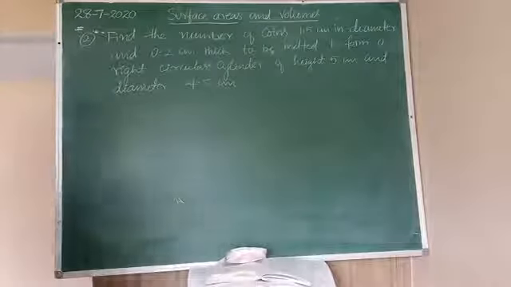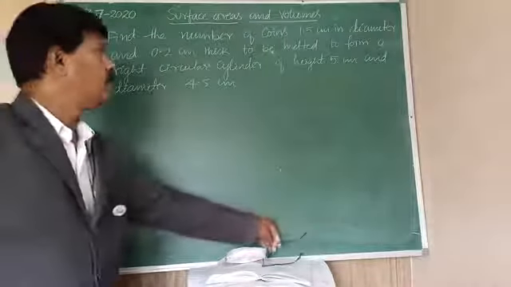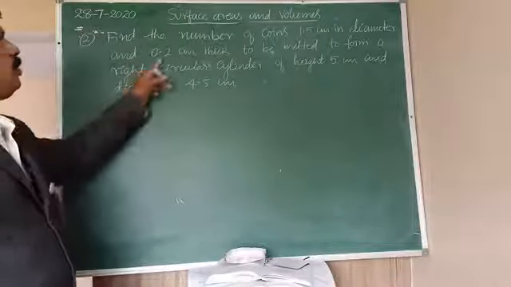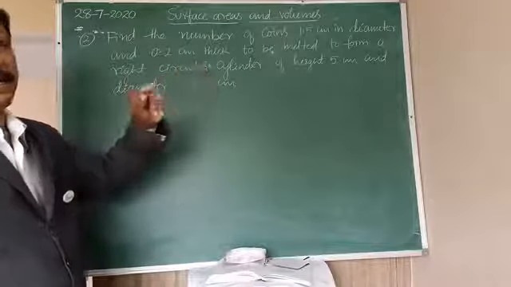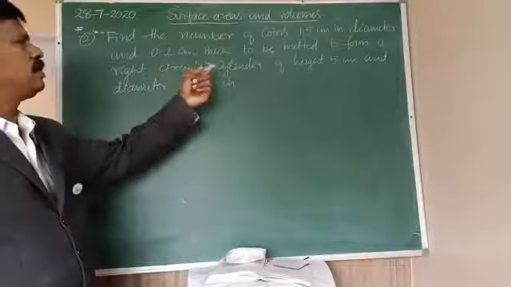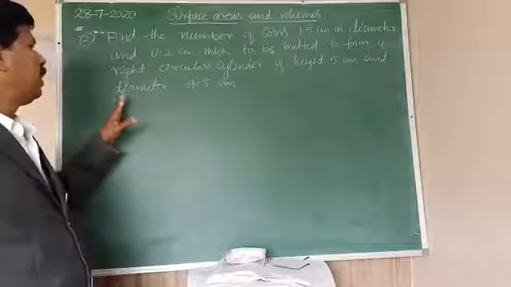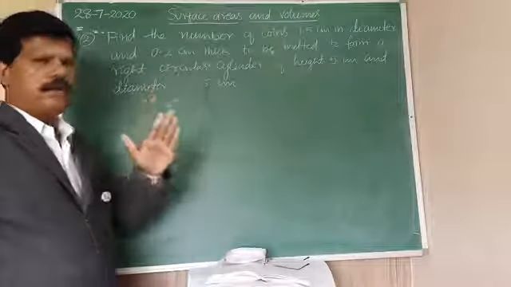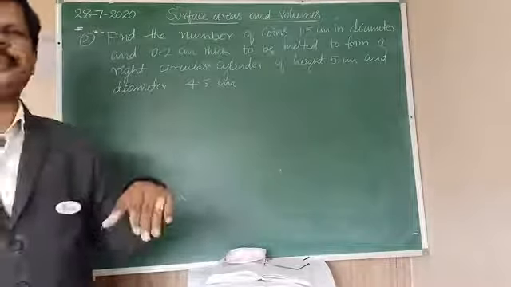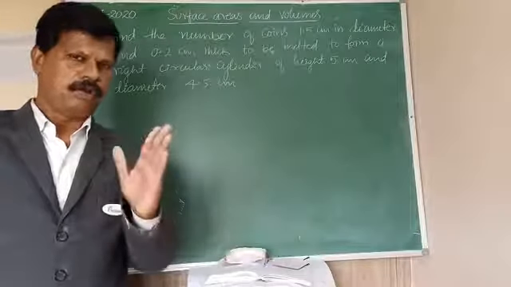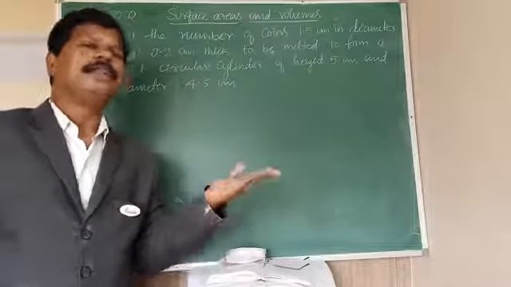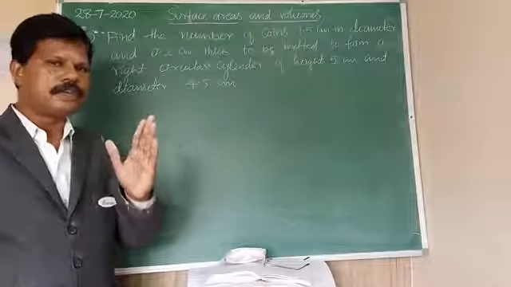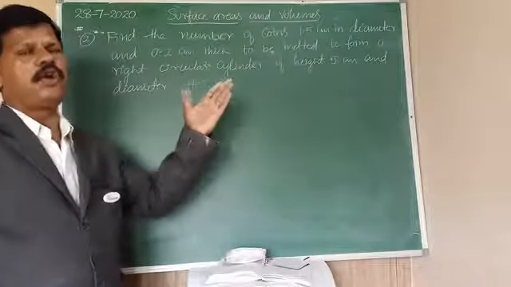Now, look at the second one. Find the number of coins 1.5 centimeter in diameter and 0.2 centimeter thick to be melted to form a right circular cylinder of height 5 centimeter and diameter 4.5 centimeter. Remember here, if one solid object is converted into another one, then we should always use the volume of the two objects.